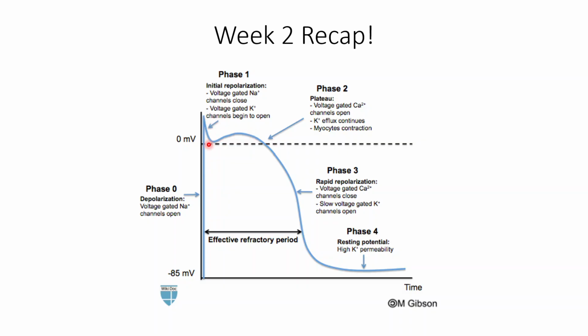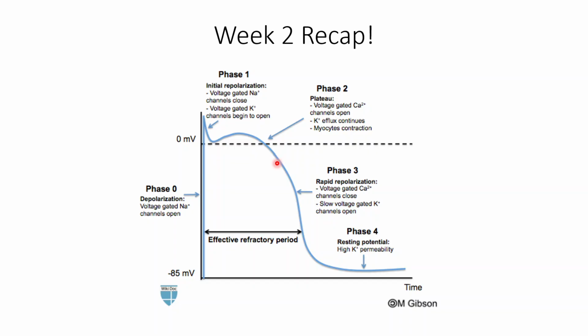So why does this plateau happen? Because you have K plus efflux that's continuing, and then you also have these slow L-type channels of calcium, right? So these are voltage-gated calcium channels that are opening and slowly taking in calcium from the outside. So now you have this balance of positive charge entering and positive charge leaving, and so you have a plateau. And then these calcium channels close.